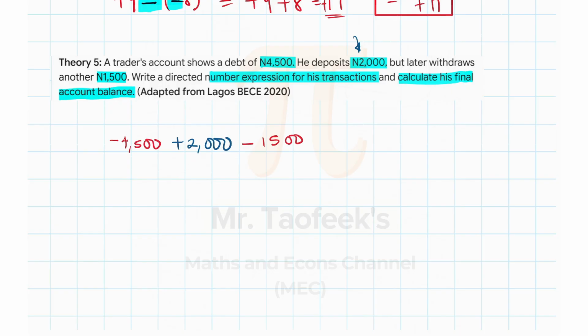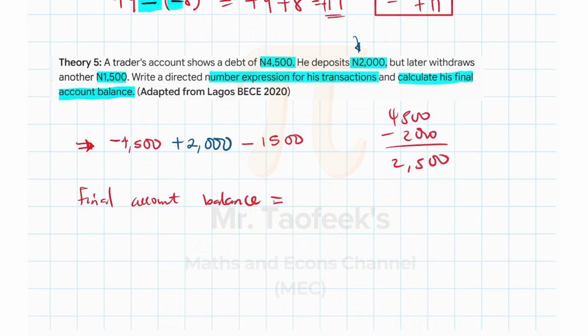So what is the final account balance? So this is the directed number expression. So final account balance just means we have to add and subtract, okay? Since we're focusing on subtraction and addition, you know that you have to ignore the signs for now. Just do the bigger one, 4,500, minus the smaller one, which is 2,000, and that's going to give us 2,500, right? But which sign is going to win? The negative, because the negative is bigger than the positive one.